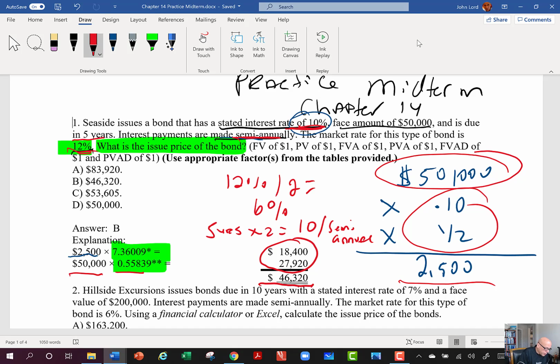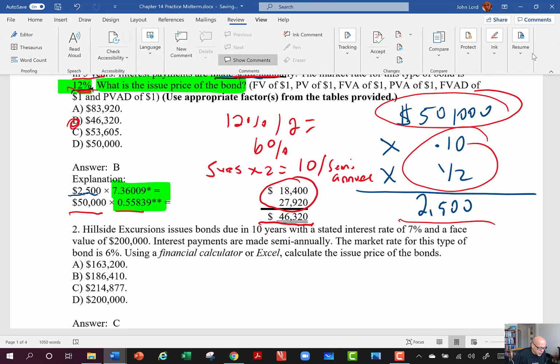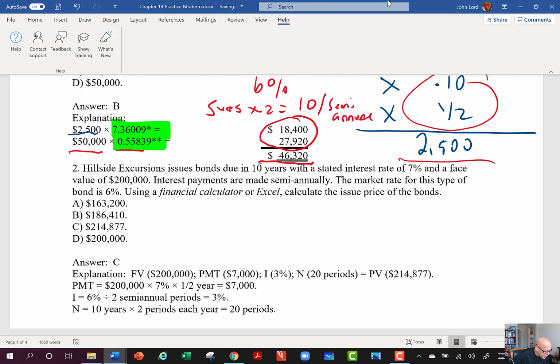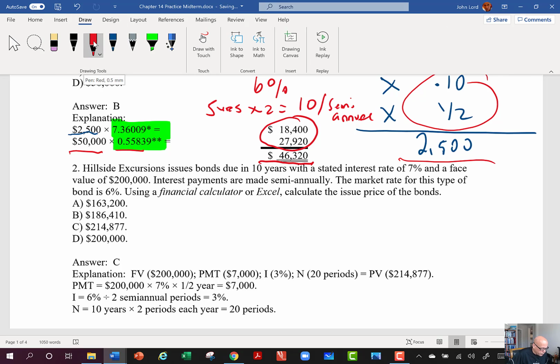Okay. All right, good. So that was very similar to what we saw in the lecture. In fact, I think we had those same rates for the discount bond, 10% and 12%. It's just that the face amount of the bond was a little different there.